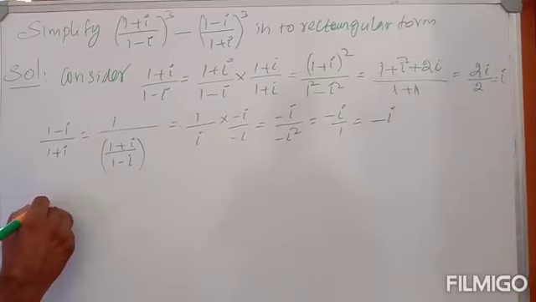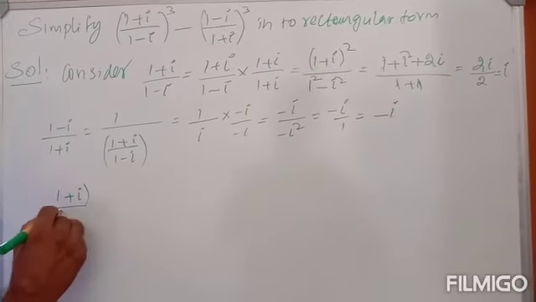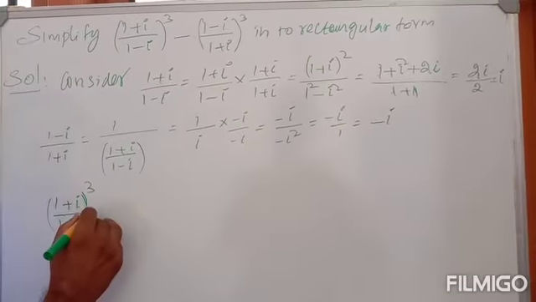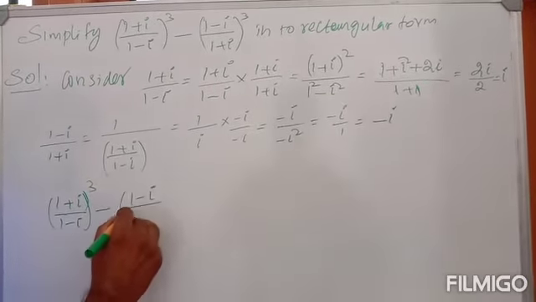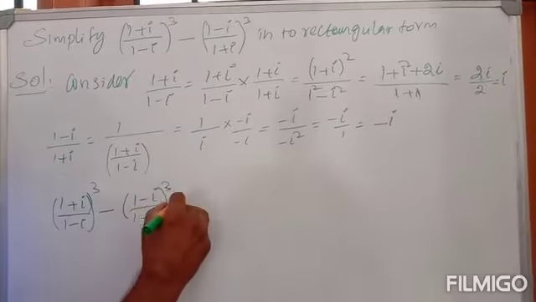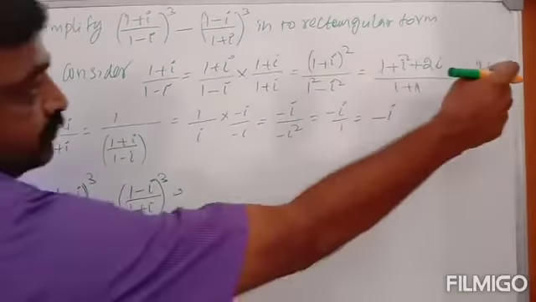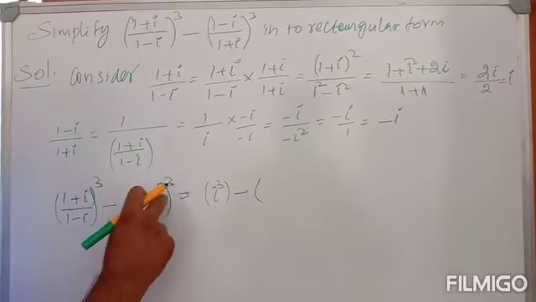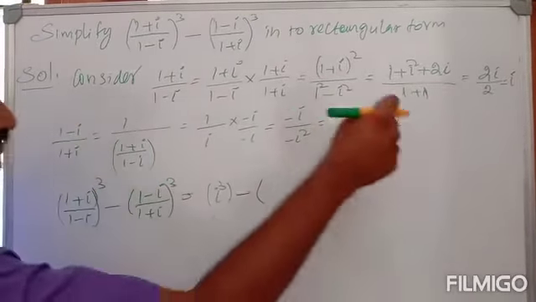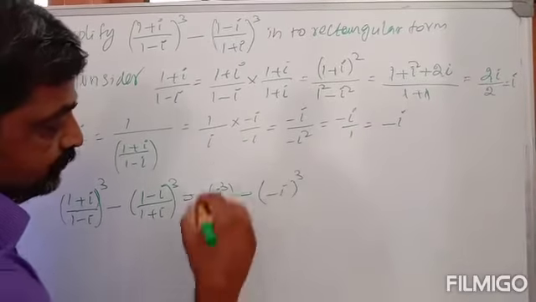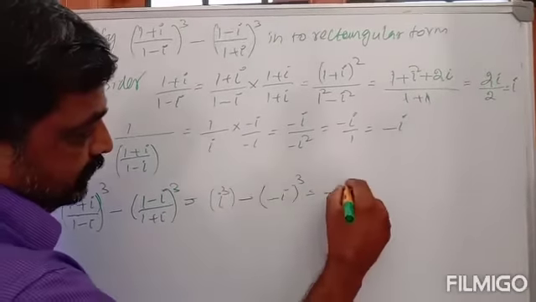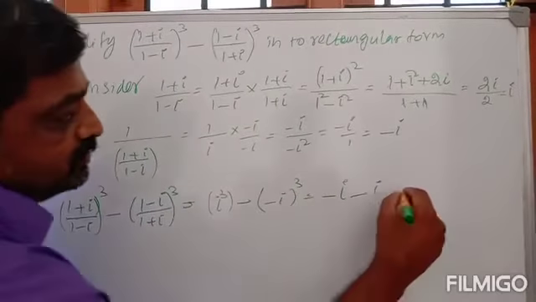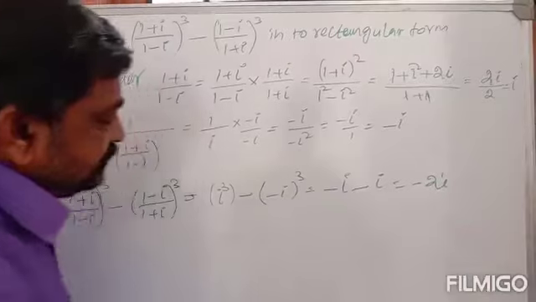But now (1 plus i by 1 minus i) the whole cube minus (1 minus i divided by 1 plus i) the whole cube is equal to: 1 plus i by 1 minus i is equal to i, that is i cube, minus 1 minus i by 1 plus i, that is equal to minus i the whole cube. But that is equal to i cube is minus i, minus minus, that is plus i, so minus i plus i... that is equal to minus 2i.